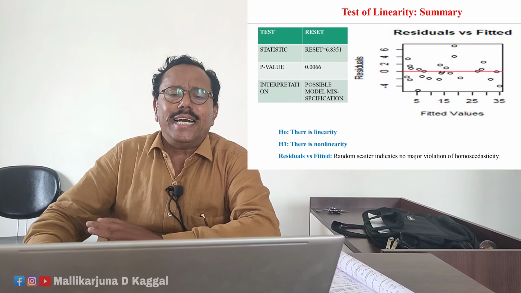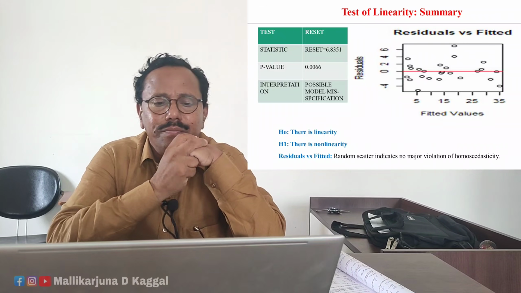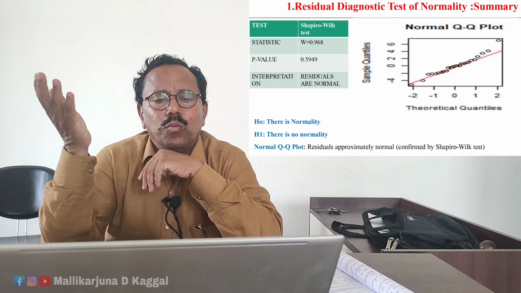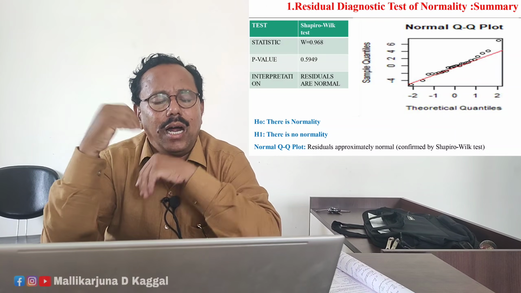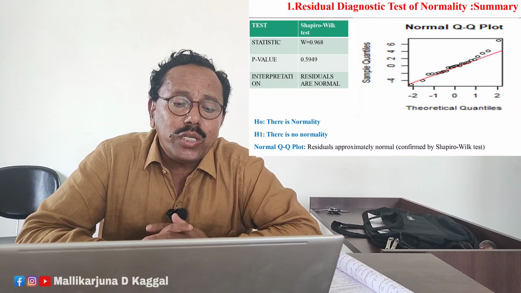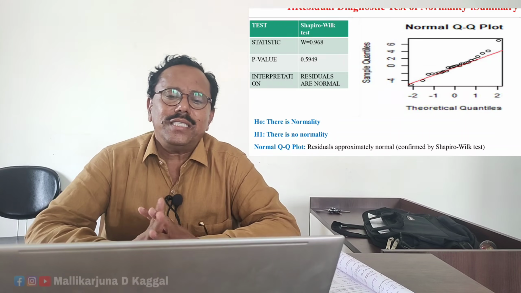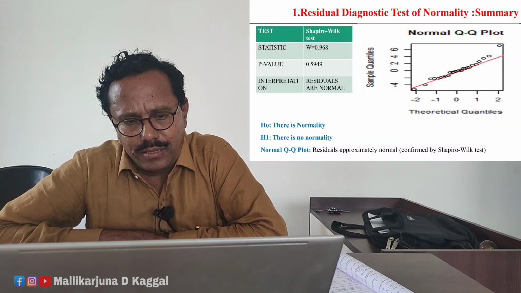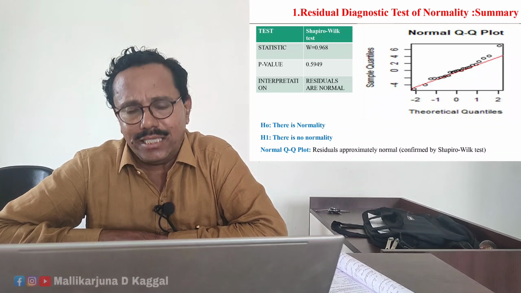Now the other 3 tests we do, that is what I told you. One is normality. The second one is homoscedasticity, where homoscedasticity is the null hypothesis and the alternative hypothesis is heteroscedasticity. The third one is autocorrelation. First I am doing the normality test here.